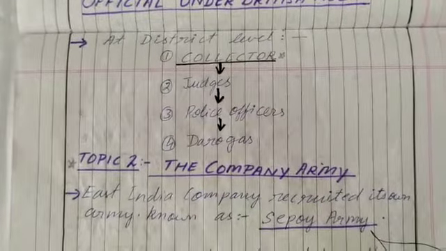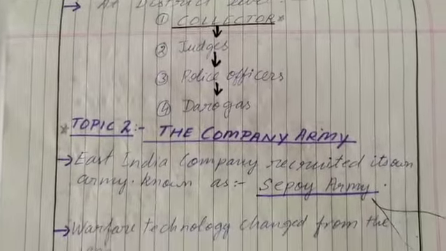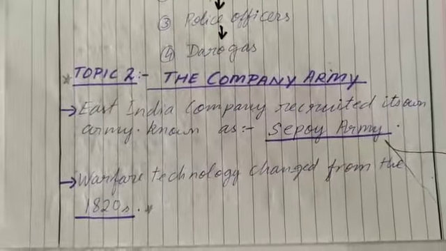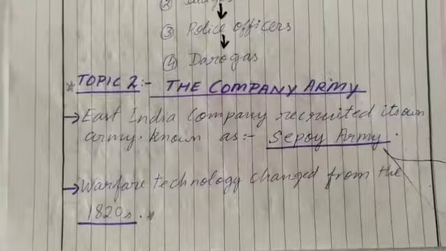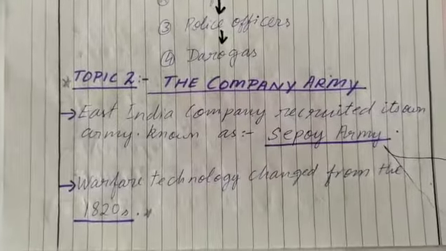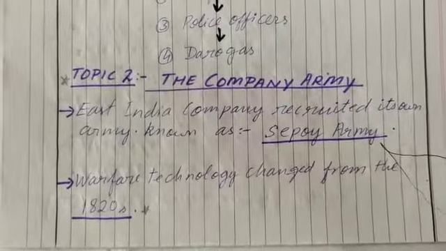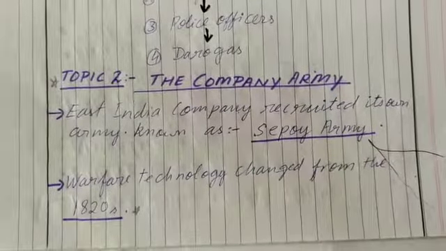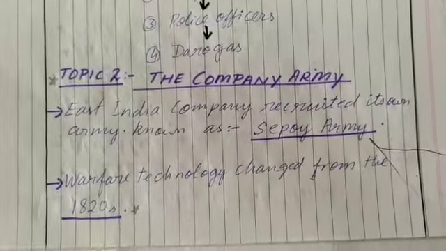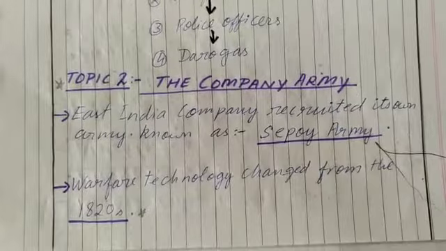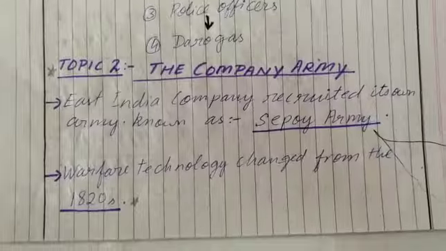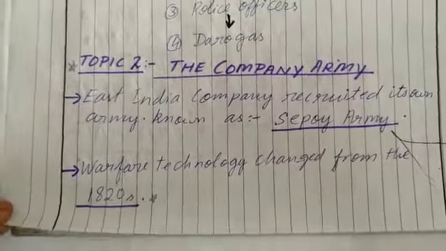Now we will see what important changes were introduced by the East India Company in the army. Initially, like the Mughal successors of Awadh and Banaras, the British also started recruitment of peasants into their armies and trained them as professional soldiers, and they were known as Sipahis.